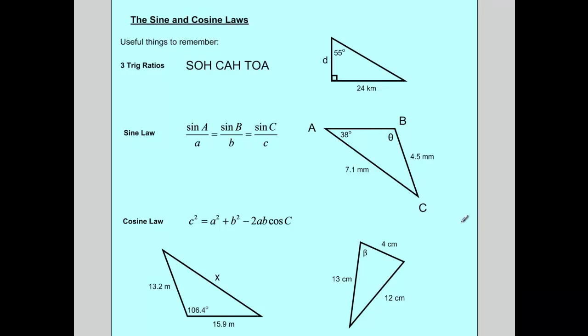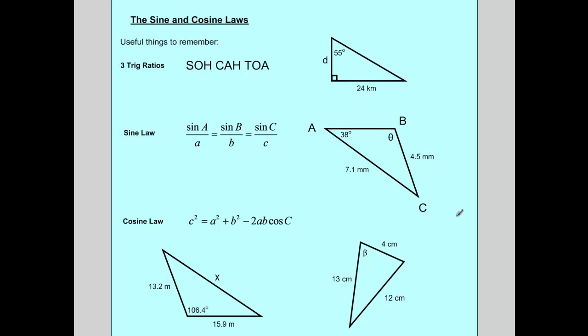In our unit thus far, we have strictly used trigonometry to solve angles and sides of right-angled triangles. But it is possible to use trigonometry on triangles that aren't right-angled triangles as well. And that's what we're going to look at today.